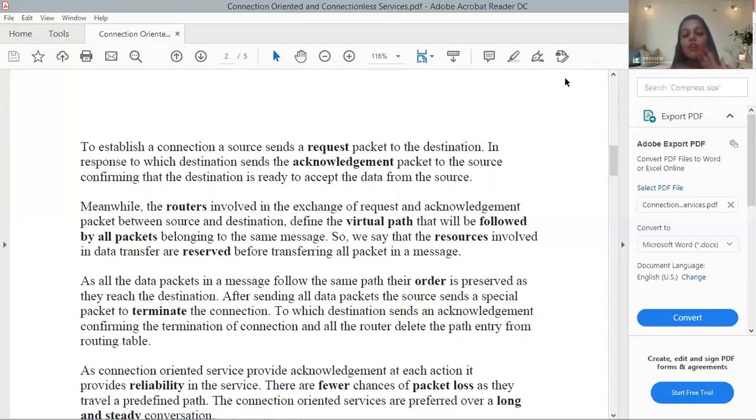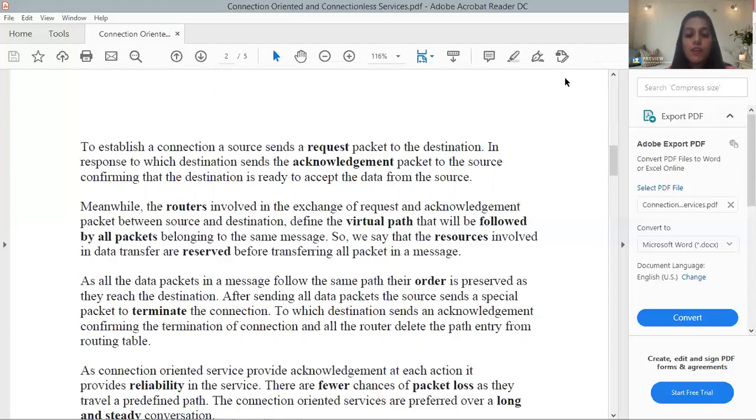So after the sender terminates the connection, all the routers which already made the connection before sending the packets, all the pre-decided paths are deleted on the termination of the connection, and entry points are also deleted from the routing table.